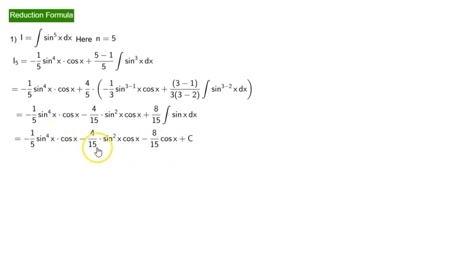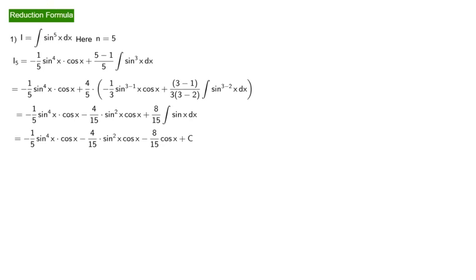And sine x dx, we know the integral. Our result becomes minus 1 by 5 sine to the power of 4 x cos x, minus 4 by 15 sine square x cos x, minus, because the integral of sine x is minus cos x, so minus 8 by 15 cos x, plus c, the constant of integration. So that is for a power of odd number.